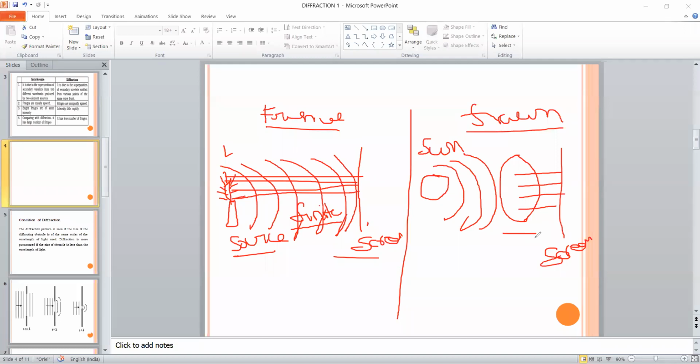And also, as these wavefronts move a very long distance, the spherical shape of the wavefronts, due to the long distance, is converted into parallel wavefronts when they meet on the screen.